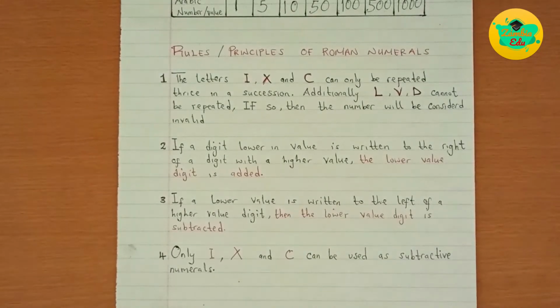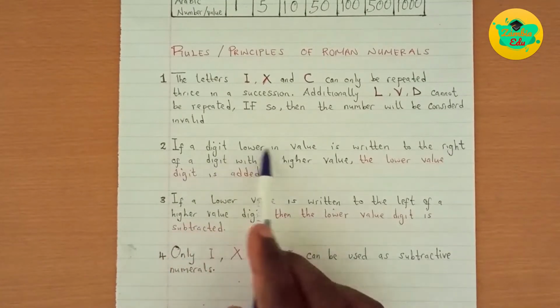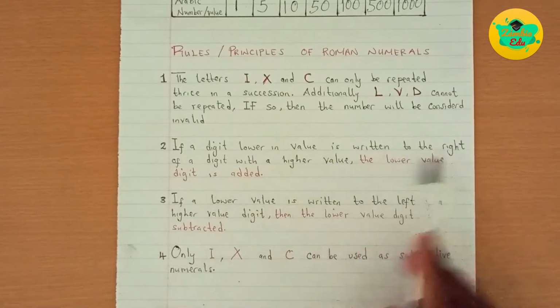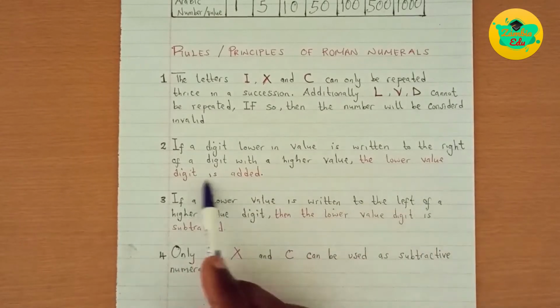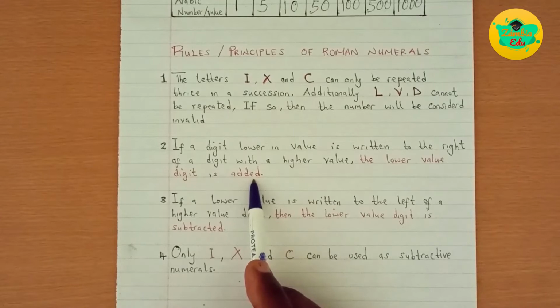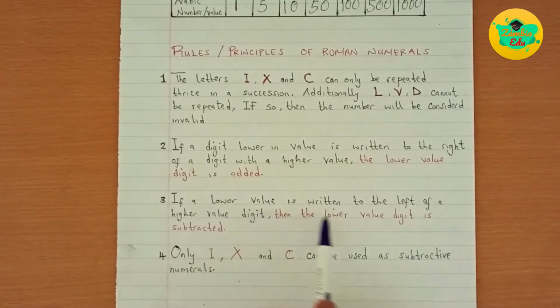What is the second rule or principle? The second rule says if a digit lower in value is written to the right of a digit with a higher value, the lower value digit is added. Don't worry, we are going to look at this in detail in a few minutes. The third rule is that if a lower value is written to the left of a higher value digit, then the lower value digit is subtracted.